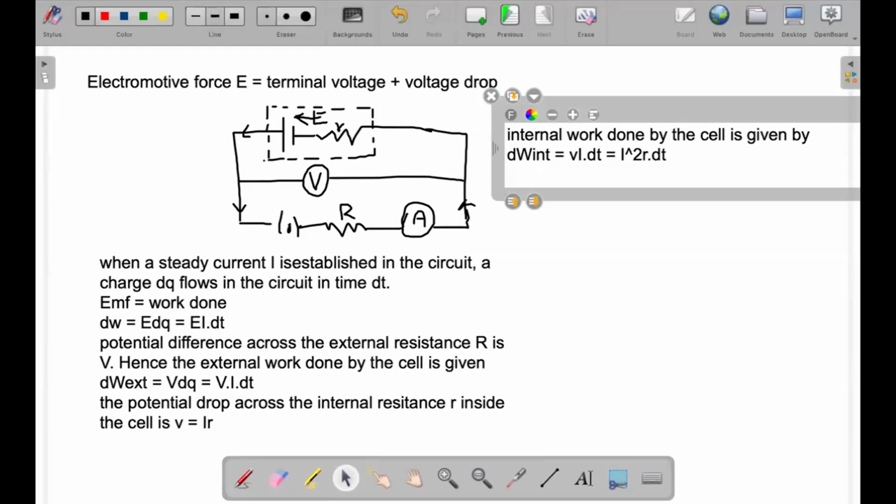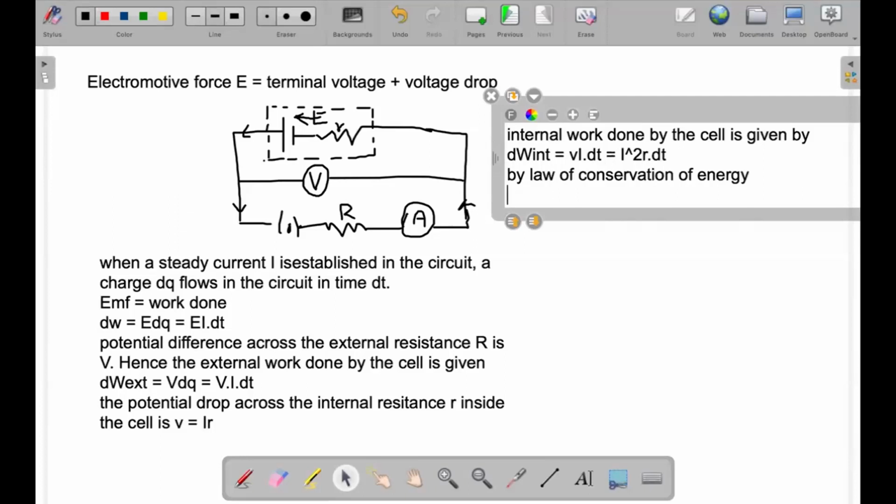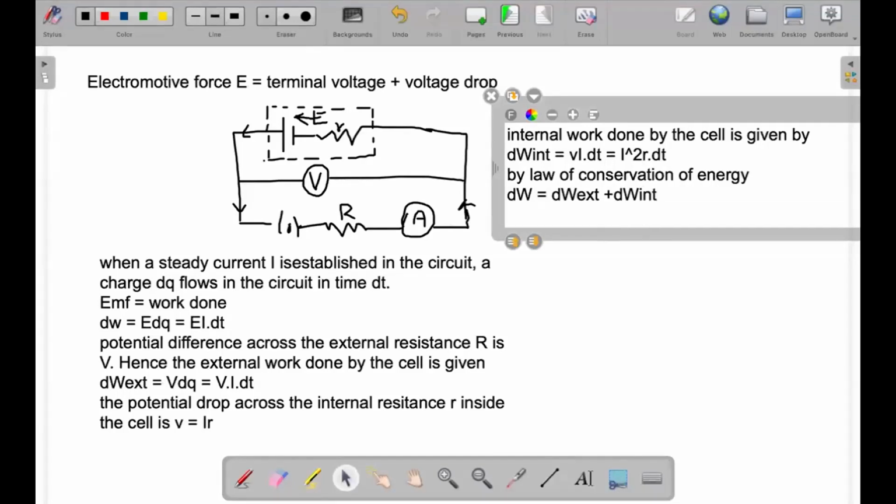So total work done will be equal to, by law of conservation of energy, the amount of work done is equal to the external work done and internal work done. So this W is equal to E I dt. We have E I dt, right? Then V I dt, I squared r dt.